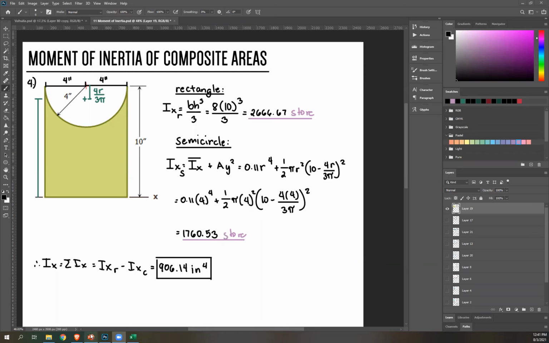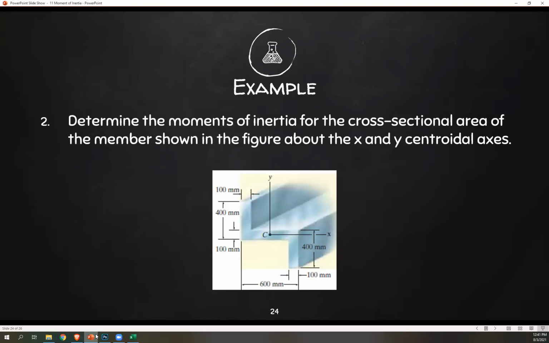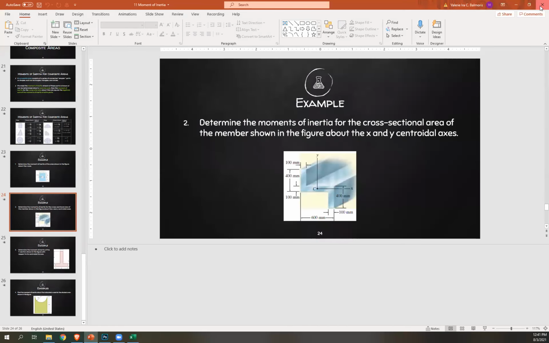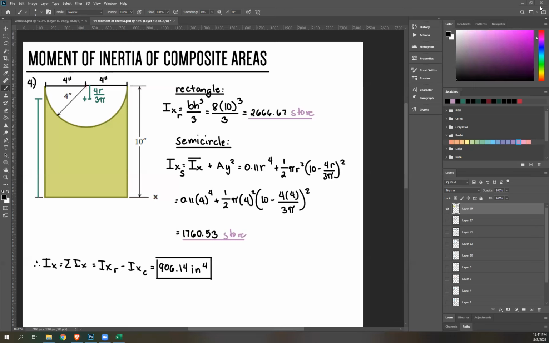No questions? Okay, so that ends all of our topics for statics of rigid bodies. Any questions, clarifications about everything so far? No concerns? Okay.